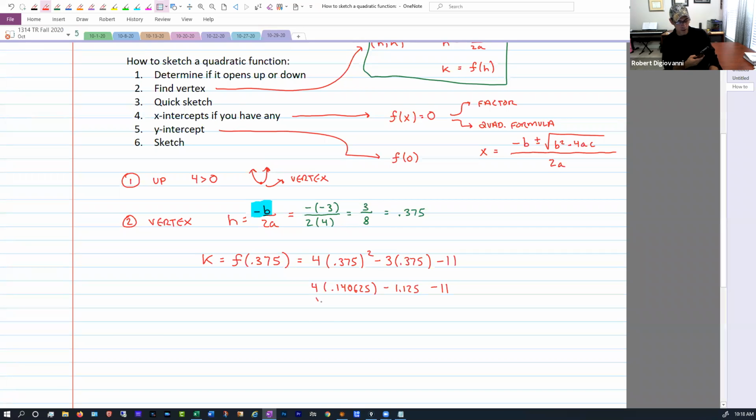I still need to multiply these together. So 4 times 0.140625 will give me 0.5625 minus 1.125 minus 11. So now I'm just going to do all that on my calculator. Should get negative 11.5625.